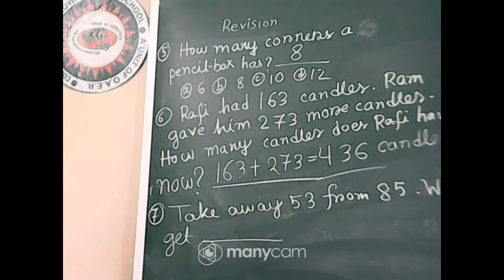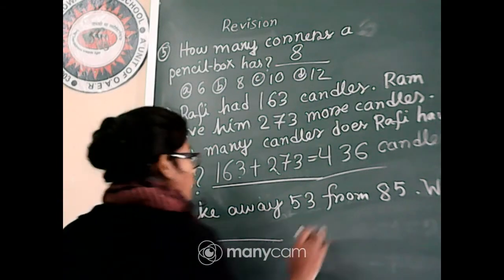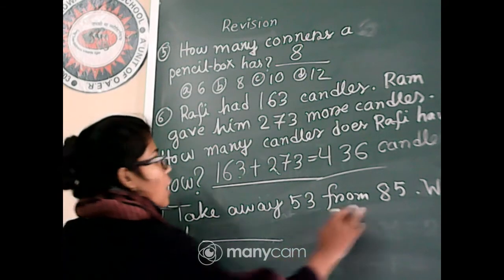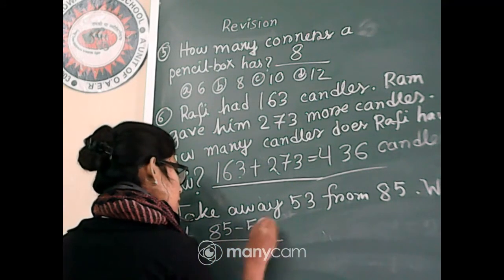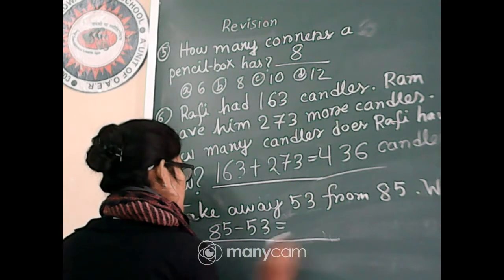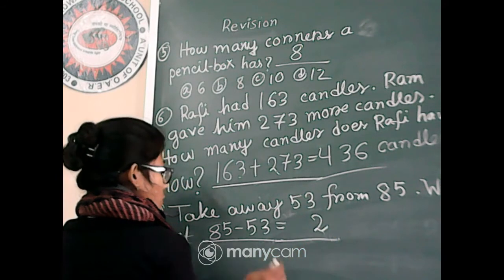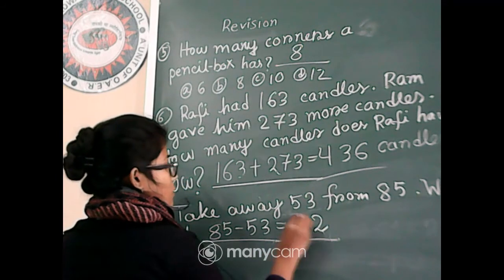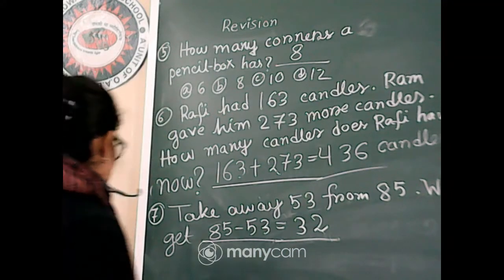Take away means what? Can you tell me? What does it mean? Yes, it's subtraction. So from where we have to subtract? From 85. So 85 minus 53. If we do the subtraction, we will get 32, isn't it? 32 is the answer. Very good.